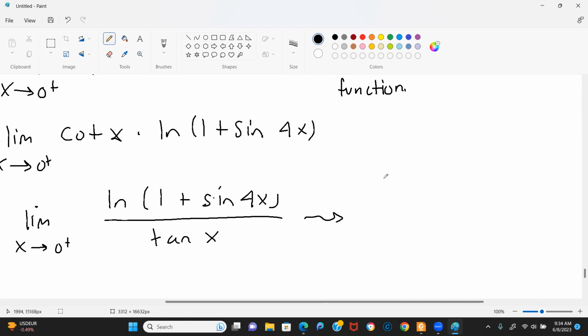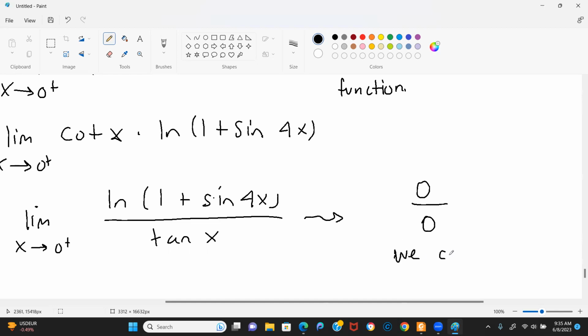All right, so now let's see what happens when x goes to 0. The numerator is a continuous function, so I can just plug in 0. So I get ln of 1 plus sine of 0, and sine of 0 is 0, so I get ln of 1, and that's 0, right? ln of 1 is 0. Now, what happens to the denominator? Well, tangent is continuous at 0, so I can plug in 0, and tangent of 0 is 0. So I get 0 over 0. So we're at a point where we can now apply L'Hopital's rule.